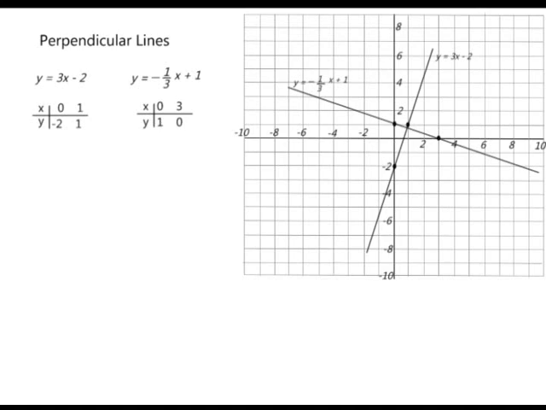We notice that the two lines meet perpendicular to each other. Also, there is something about their gradients. The gradient of line 1 is 3 and that of line 2 is minus 1 over 3. In general, if two lines are perpendicular to each other, the product of their gradients is minus 1.